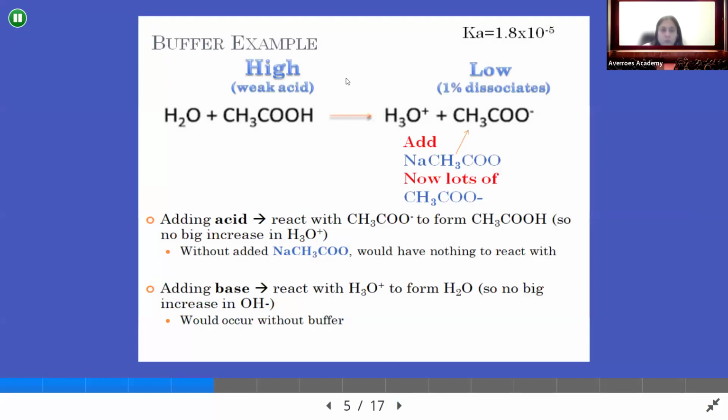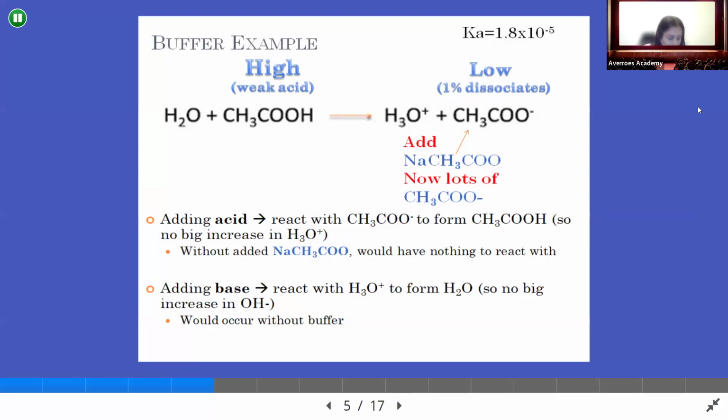So buffering action can be explained using Bronsted-Lowry equations. So when a small amount of sodium hydroxide is added to the acetic acid-acetate ion buffer, the following reaction occurs. The small amount of OH minus ions added would convert a small amount of acetic acid to acetate ion. So the overall effect is a small decrease in the ratio of acetic acid to acetate ions in the buffer and a slight increase in the pH.